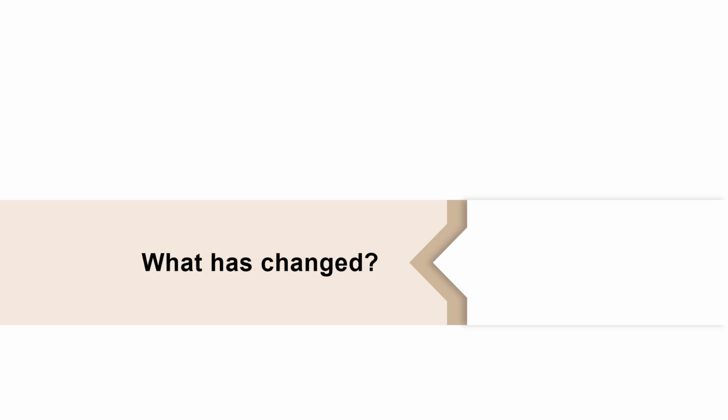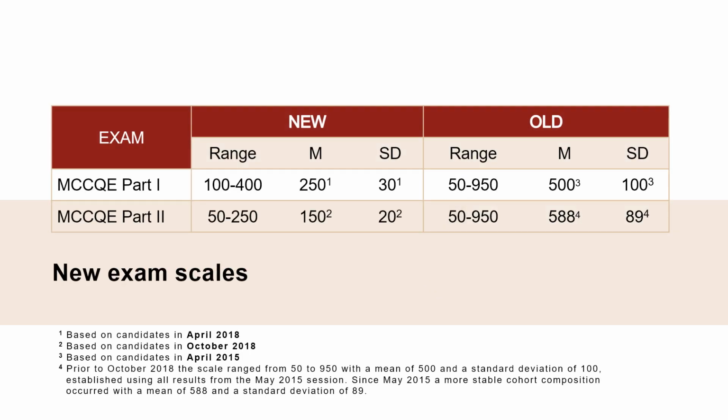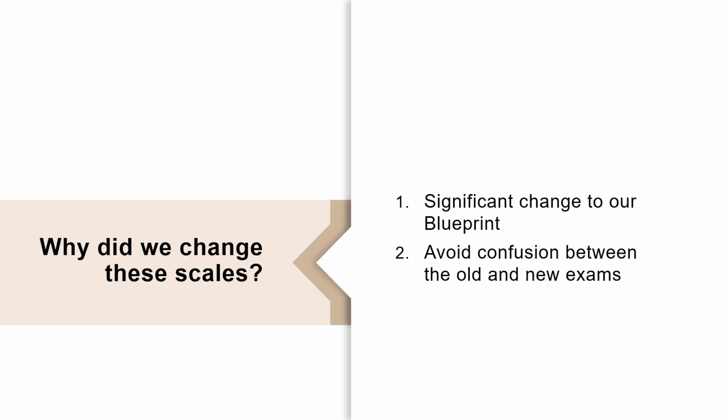This year, we introduced two important changes to the MCCQE Part 1 and MCCQE Part 2. The first change is a new reporting scale for each exam. The new scale for the MCCQE Part 1 is 100 to 400, and the new scale for the MCCQE Part 2 is 50 to 250. So why did we change the exam scales? Since there was a significant change to our blueprint, we wanted new scales to avoid confusion between our exams based on the old blueprints and the new exams based on the new blueprint.